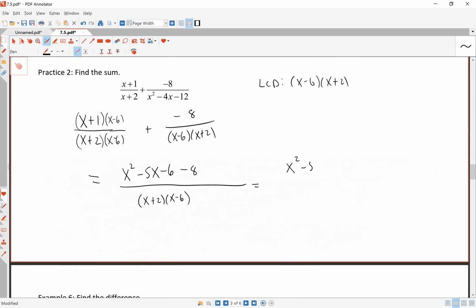So we factor the numerator as x minus 7 and x plus 2, leaving us with x plus 2, x minus 6. So we cross out the x plus 2's, and we're left with x minus 7 over x minus 6.